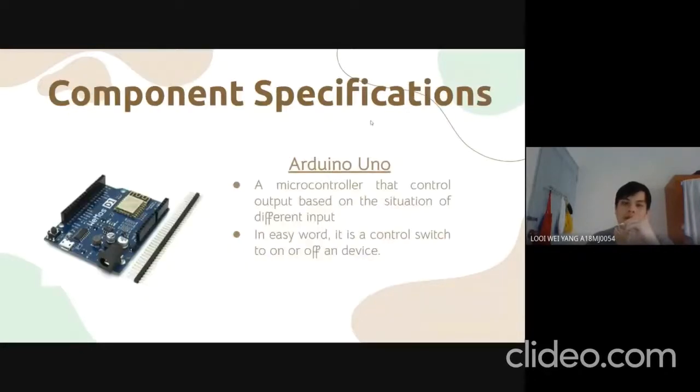So for the component specification, the Arduino Uno is a microcontroller that can control the output based on the situation of the different input. In easy words, it is a control switch to turn a device on or off based on different input.